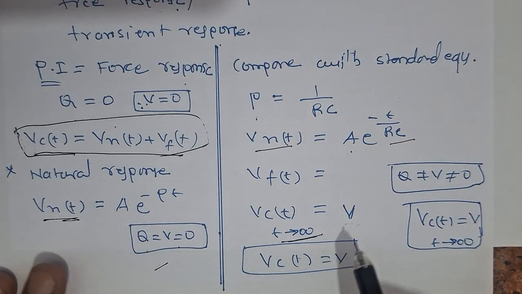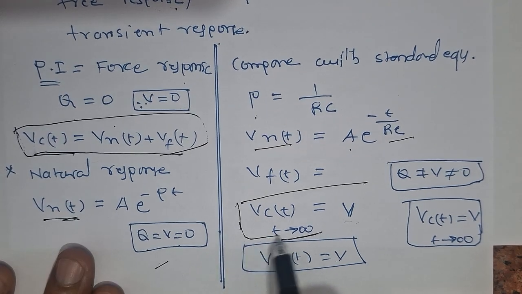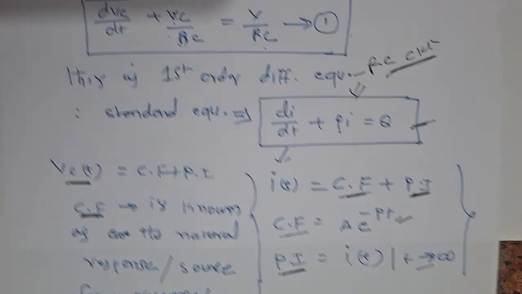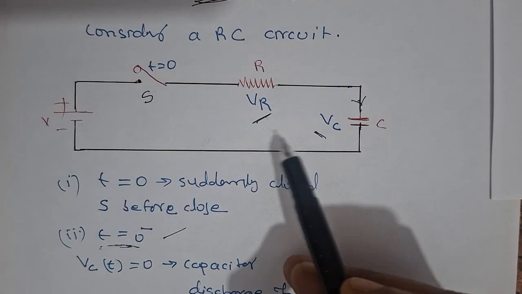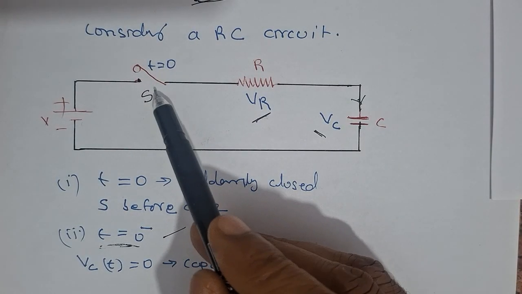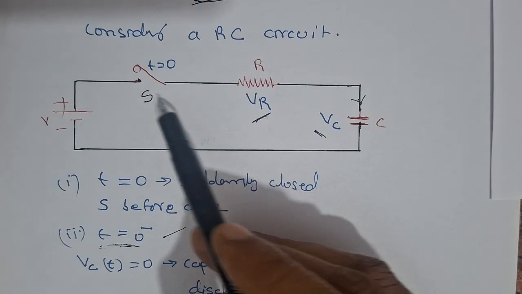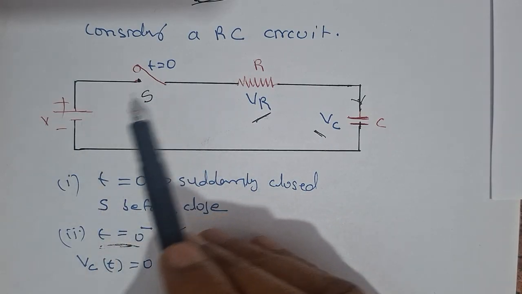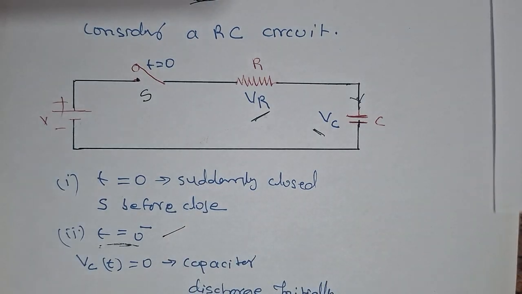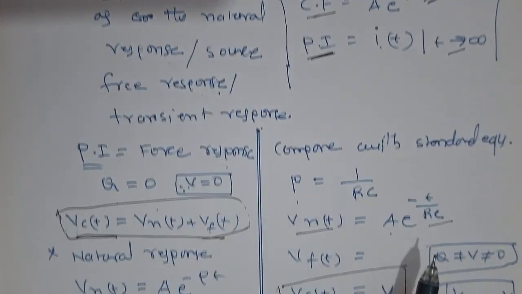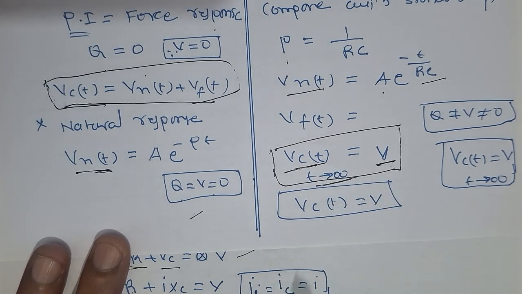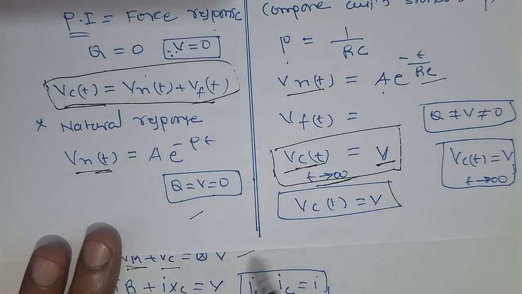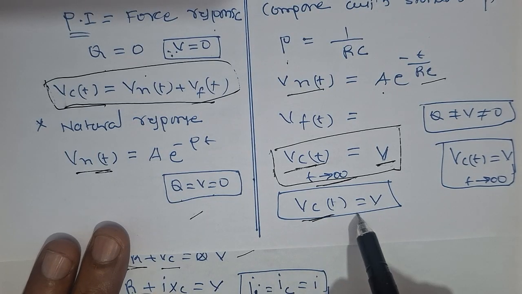This is what we actually need to discuss here. At t equal to infinity, if we keep on applying the voltage across the circuit, because we closed the switch and immediately there is no response, then after some time the capacitor gets charging continuously. At the end, the voltage across the capacitor is equal to the input voltage, so Vc is equal to V.